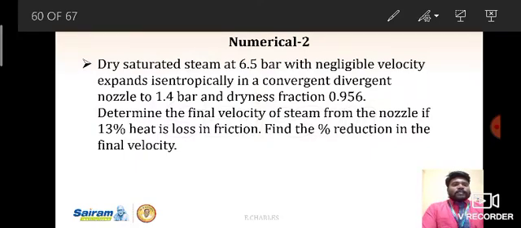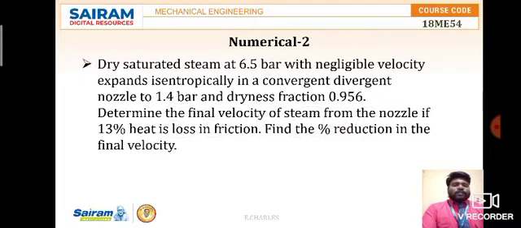So the numerical is like this, and the first one is: dry saturated steam at 6.5 bar with negligible velocity expands isentropically in a convergent divergent nozzle to 1.4 bar and dryness fraction 0.956. Determine the final velocity of steam from the nozzle if 13% heat is lost in friction. Find the percentage reduction in the final velocity. So this is the problem given here.